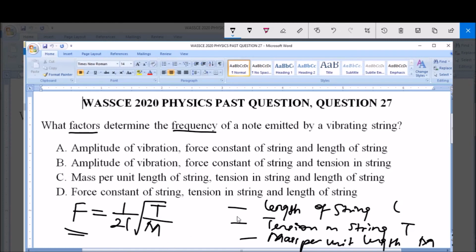Now from this you agree with me that option C is the correct answer to this question, because option C says mass per unit length, which is this, tension in string, which is this, and length of string, which is this. So the correct answer to this question is option C.